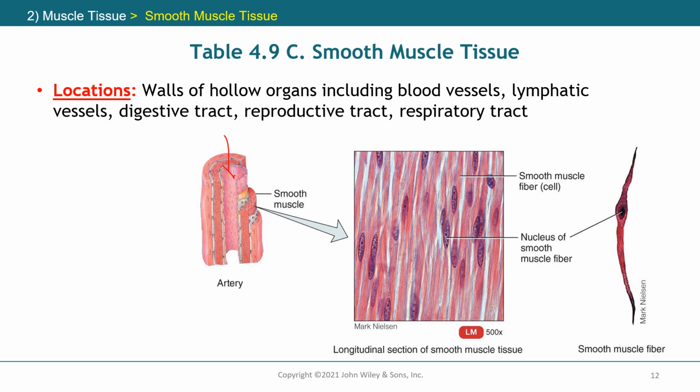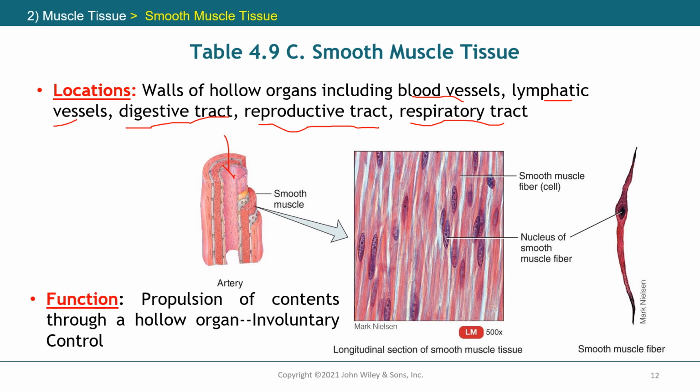So remember the locations. It will be in the walls of hollow organs, including the blood vessels and also the lymphatic vessels. I also told you the digestive tract. In the case of the reproductive tract, when women are going to have babies, they need muscle contractions to again move a content. In this case, it's not blood and it's not food. In this case, it will be to help the baby go outside of the body, and of course, the respiratory tract, where you are moving air, oxygen and CO2. So in all these cases, the function will be the propulsion of content through the hollow organs, and again, similar to the cardiac muscle, it is involuntary.